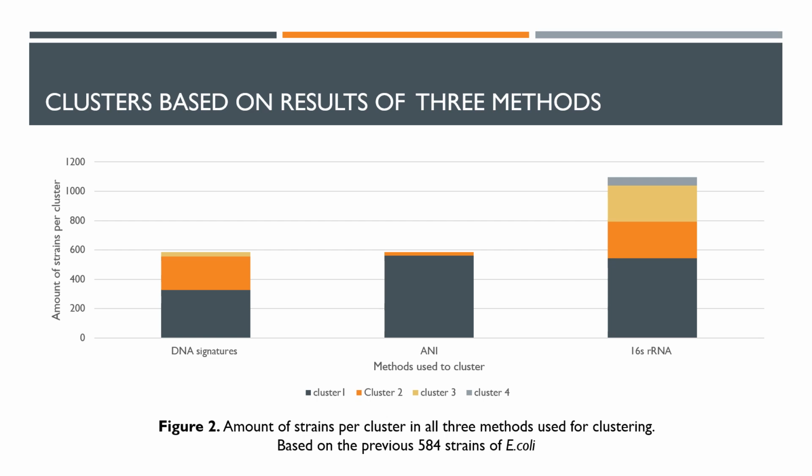Now what this gave me was what I was expecting, that all three methods were going to give me different results. For my DNA signatures, I got 3 clusters, with the biggest containing 324 strains, and with the smallest, very interesting, 26 strains. The average nucleotide identity method gave me 560 strains of the 584 that were considered as the true strains of E. coli. And then my 16S RNA method gave me 542 strains in the biggest cluster, the true strains of E. coli. And then there were 27 other clusters.